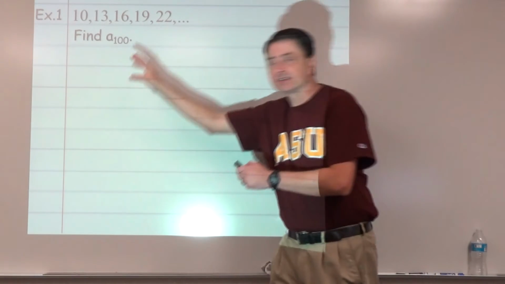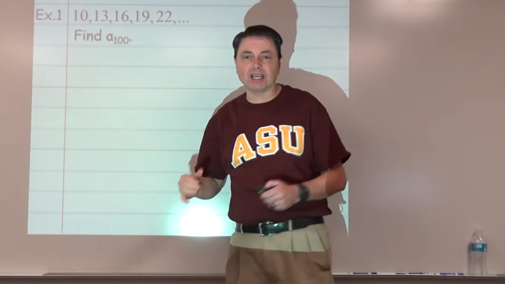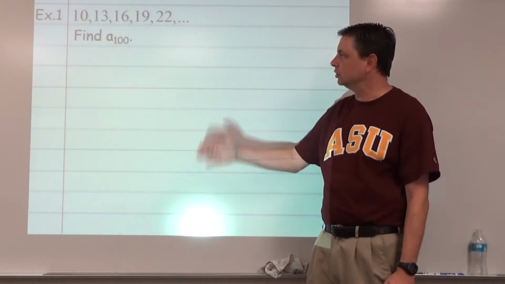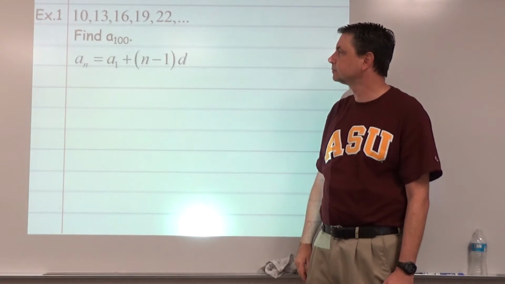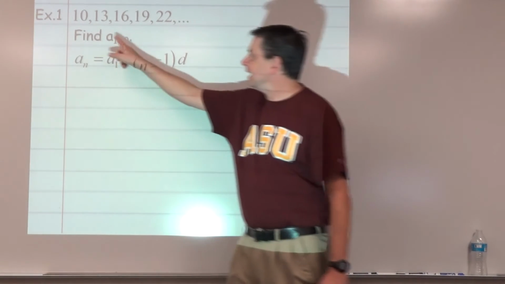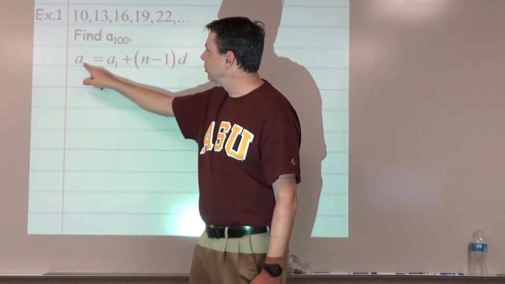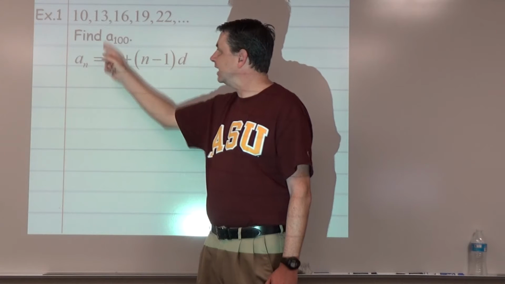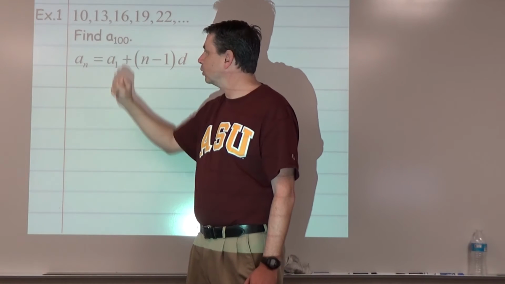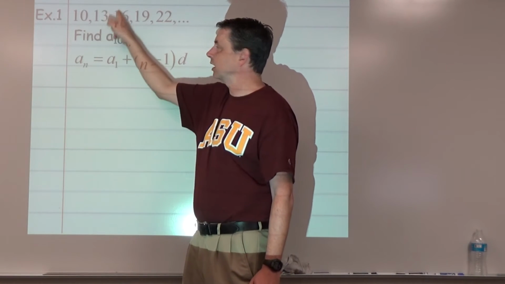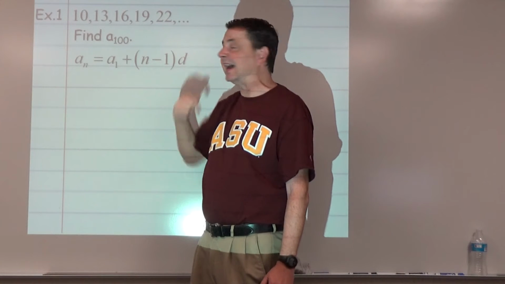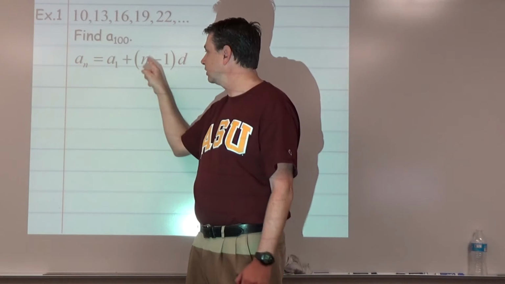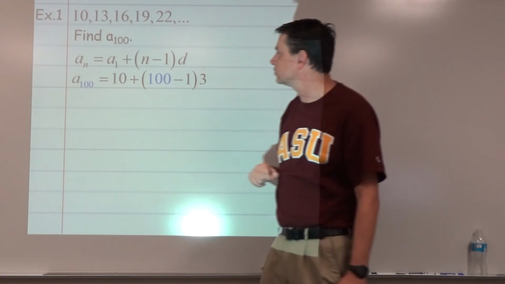So back to example 1, remember when we were talking about how we would find A sub 100? Well, let's use the formula. A sub 100, so we're going to replace n with 100. We know A sub 1 is right there. We've already talked about our d being positive 3 that we're adding each time. And if we're talking about that n being 100, then that n is also 100.